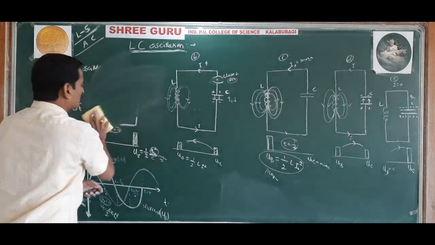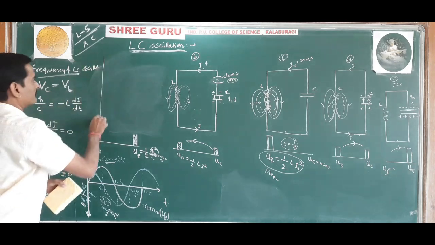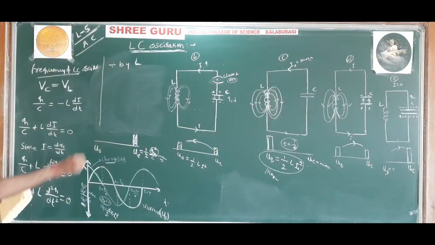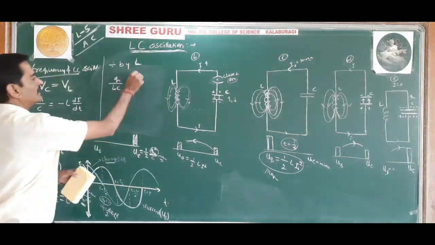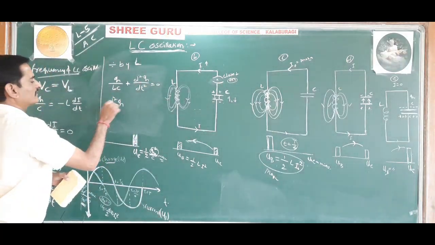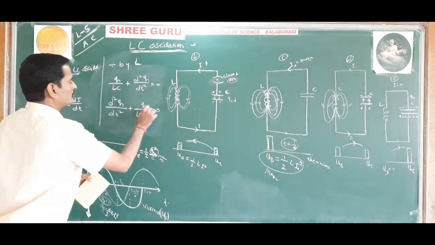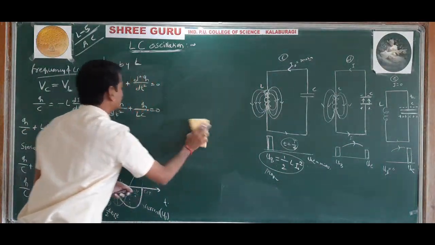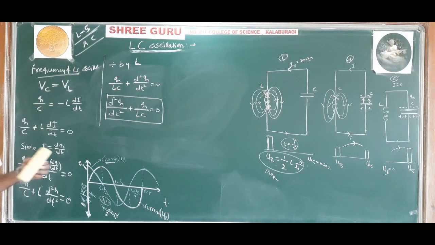Now in the next step, divide by L on both sides. It becomes q divided by LC plus d squared q by dt squared is equal to 0, or you can write it as d squared q by dt squared plus q divided by LC is equal to 0.